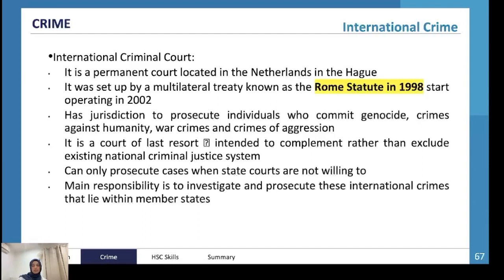It is a court of last resort, right? It's intended to complement rather than exclude existing national criminal justice systems. They can only prosecute cases when state courts are not willing to do so, as I mentioned earlier, and the main responsibility is to investigate and prosecute these international crimes that lie within member states.